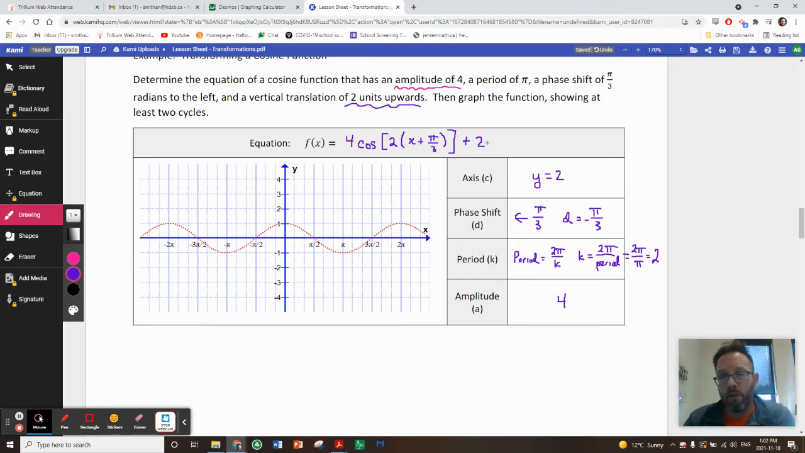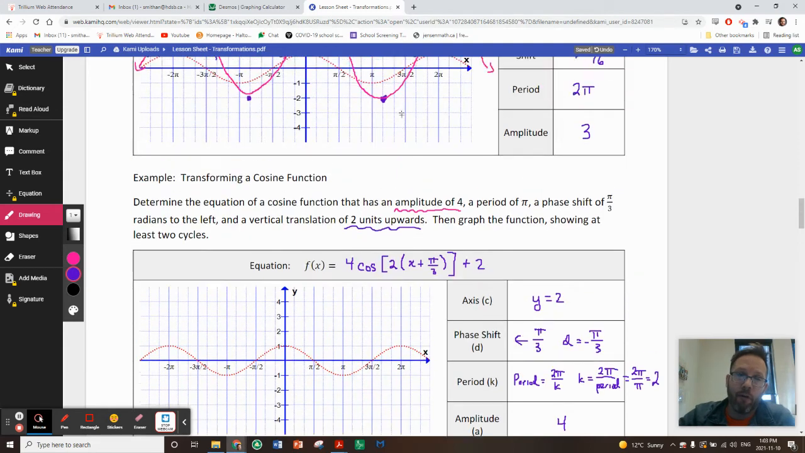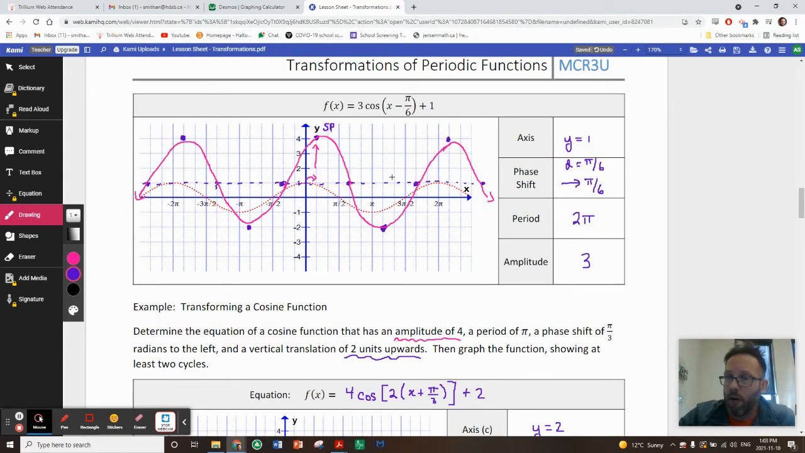Now, what I want to say too, I know that the text practice has some questions where you're given a graph and you have to create an equation. You can use the same process from a graph. If I just gave you this graph here, you can read off the amplitude. If you had a hard time seeing what the amplitude and axis was, you can see that in this graph, the max is 4 and the minimum is negative 2, excuse me.